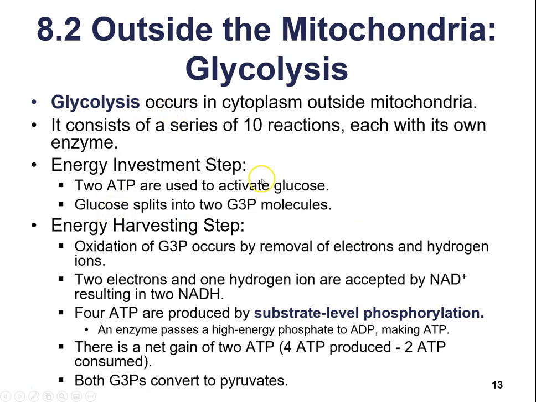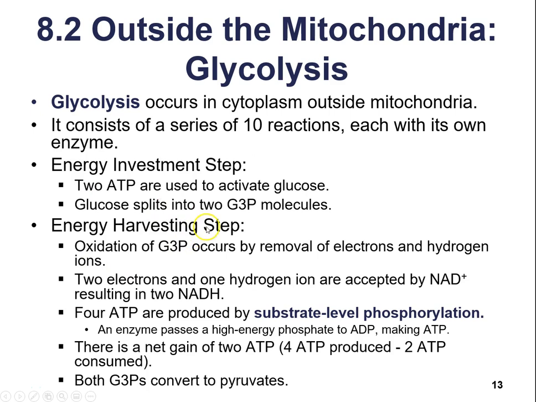You have an energy investment step where you have to put ATP in. So 2 ATP have to go in and are used. And then that essentially ends up splitting glucose into G3P. That should sort of jog your memory there. Remember G3P, we saw that in the Calvin cycle, okay?